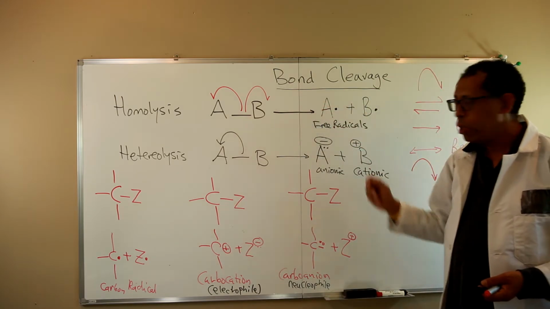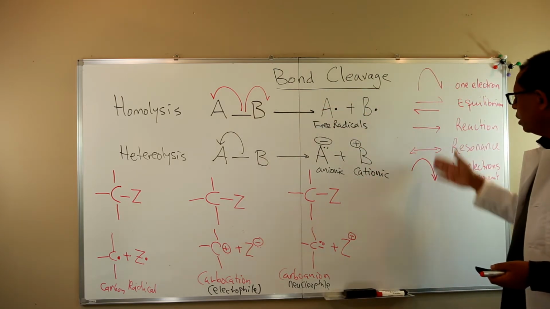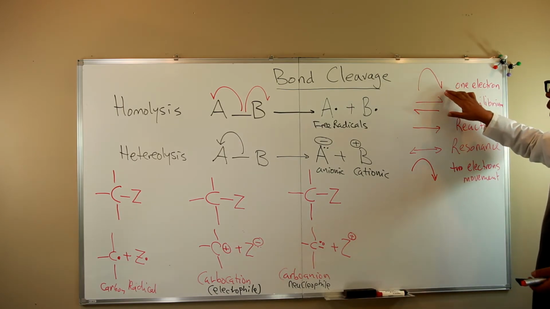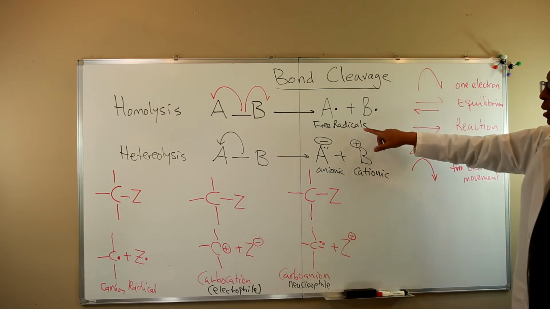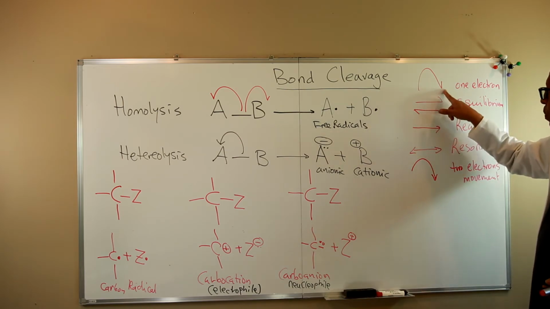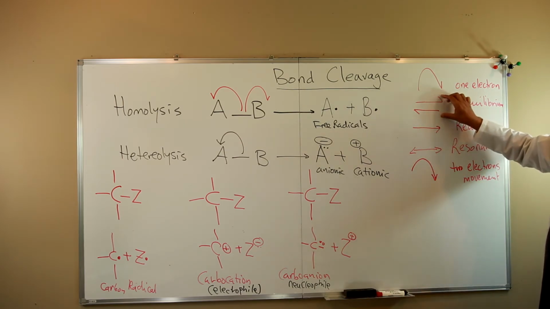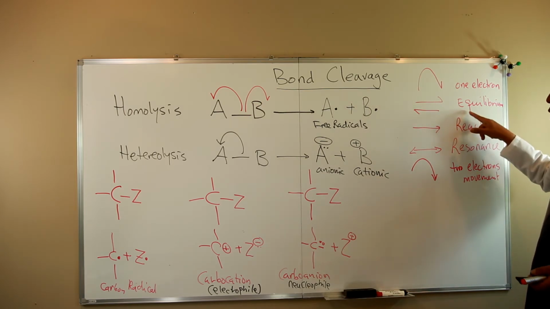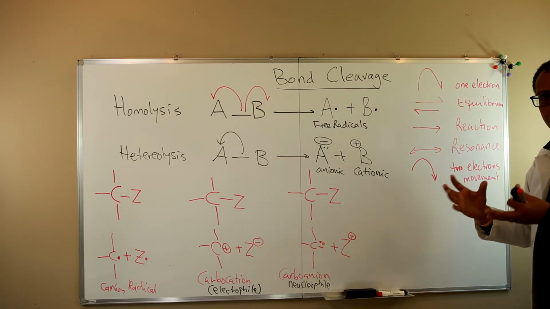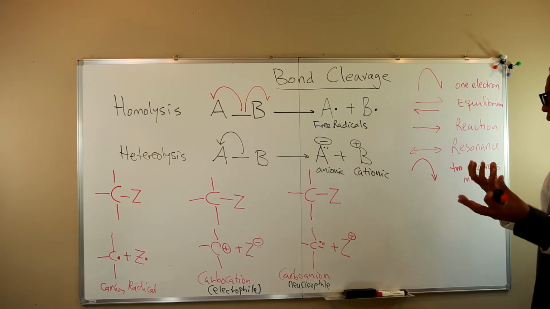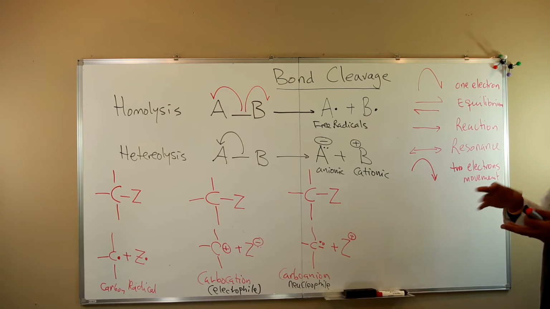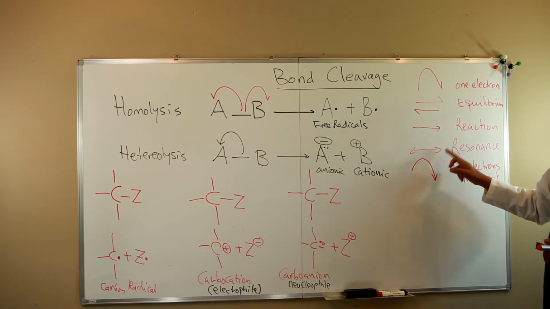So make sure that you review and understand all of the different terminologies as a result of bond cleavage. Obviously, these are the arrows you should be familiar with by now. A one electron movement results in free radicals. A double arrow shows you equilibrium between reactants and starting materials. This just tells you a reaction in one direction.